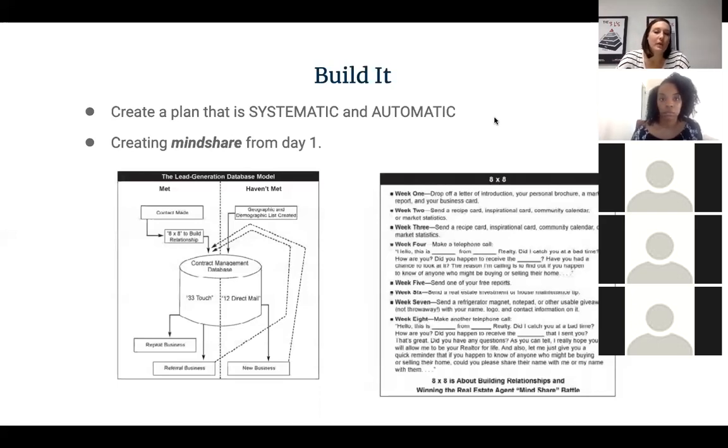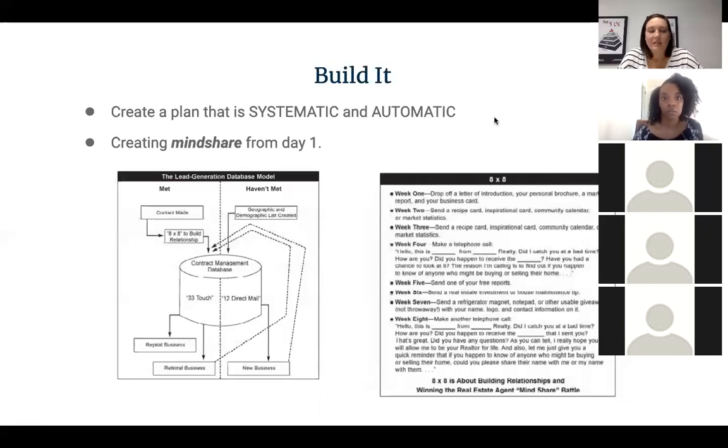NAR has some really great content right now about the data and looking for, if you're looking for interest rates or all-time low rates, or now's a great time to sell, or any of that kind of content. You always want to use a reputable source, correct? Week 7, send some sort of magnet, notepad, or usable giveaway. So whether you have magnets or any sort of that thing.